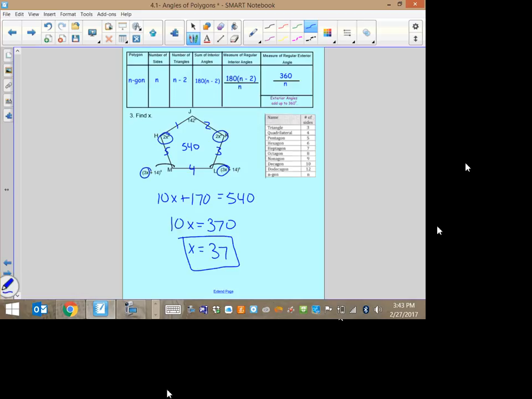So note that the sum of all of those, kind of like we were doing in triangles before, but the sum has to be 540 instead of 180.